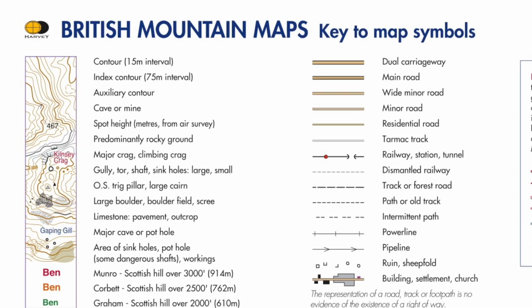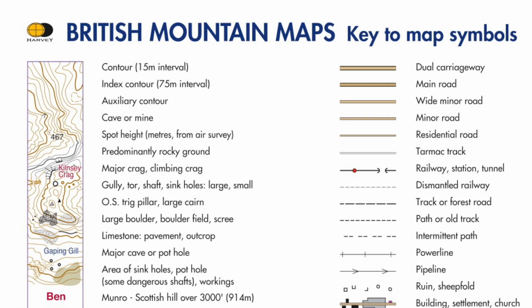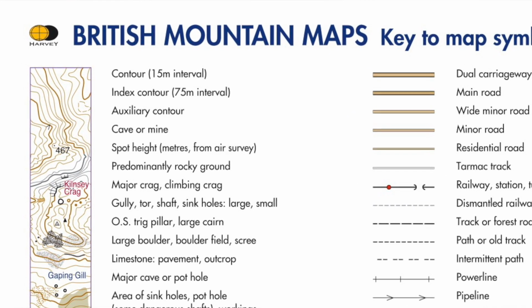The other maps we have here in Great Britain are made by Harvey, and they have a contour interval of 15 metres. A lot of mapping around the world will have their own contour interval, and some countries are still using the imperial system, so just bear that one in mind, that it's going to be in feet rather than in metres.